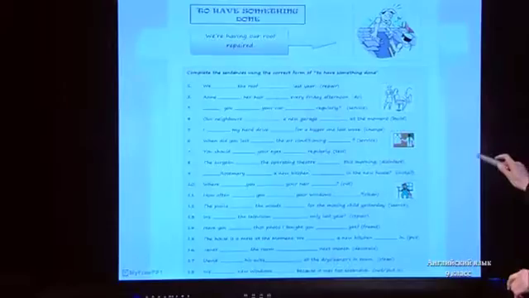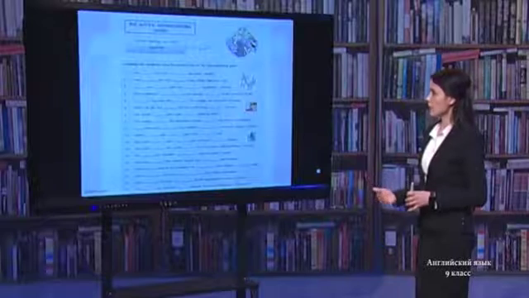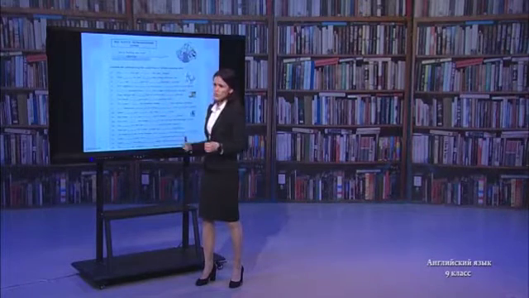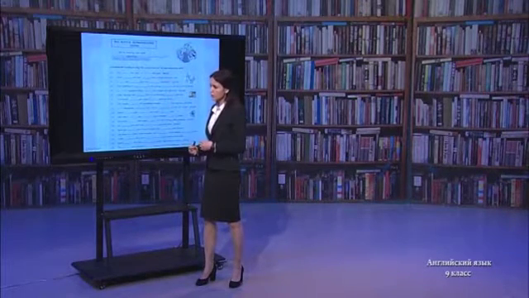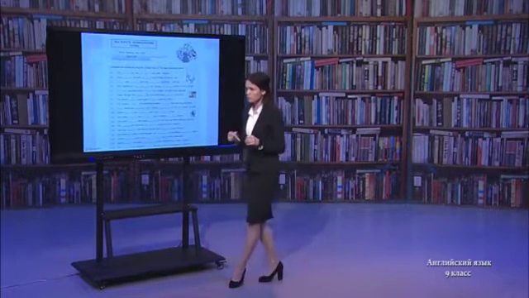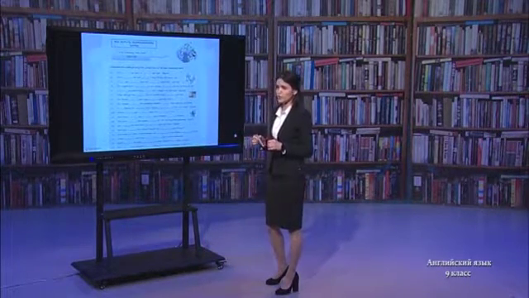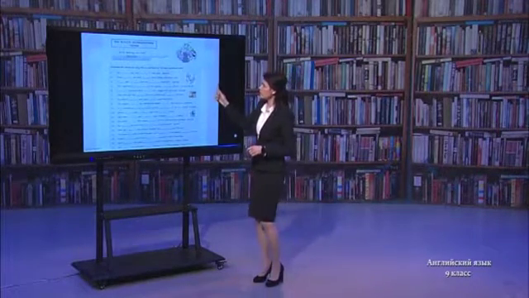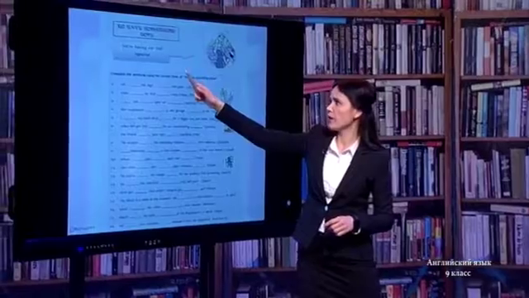Well, next one. Let's do some exercise and I'll show you how to make your own sentence by yourself without a teacher. I always give my students a couple or number of examples so that they can understand the topic clearly. For example, have something done. That means we're having our roof repaired.